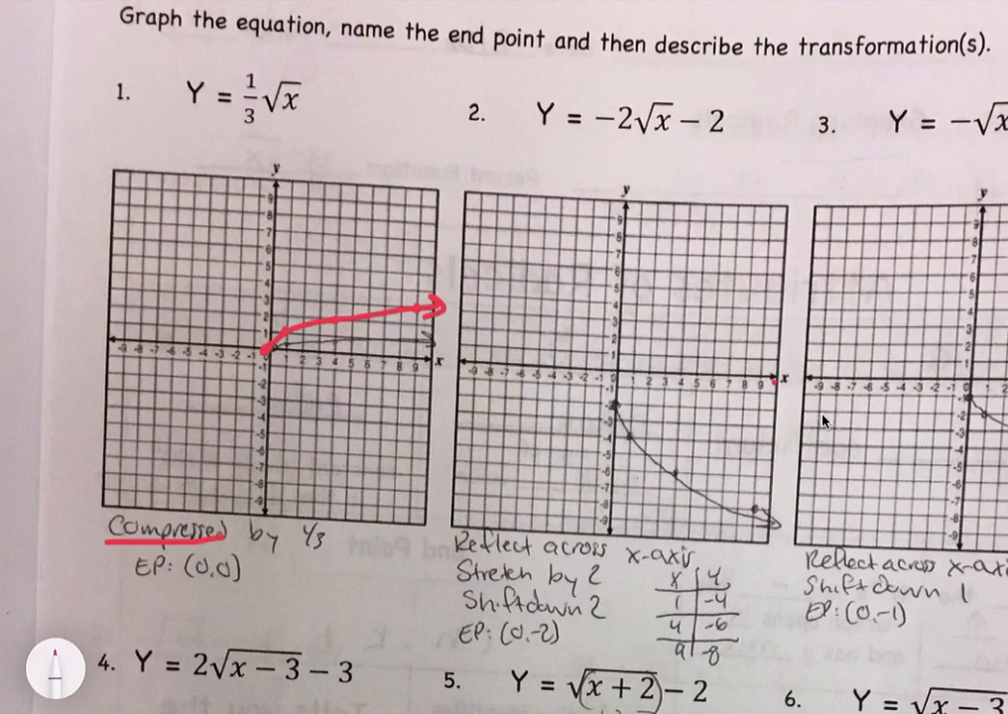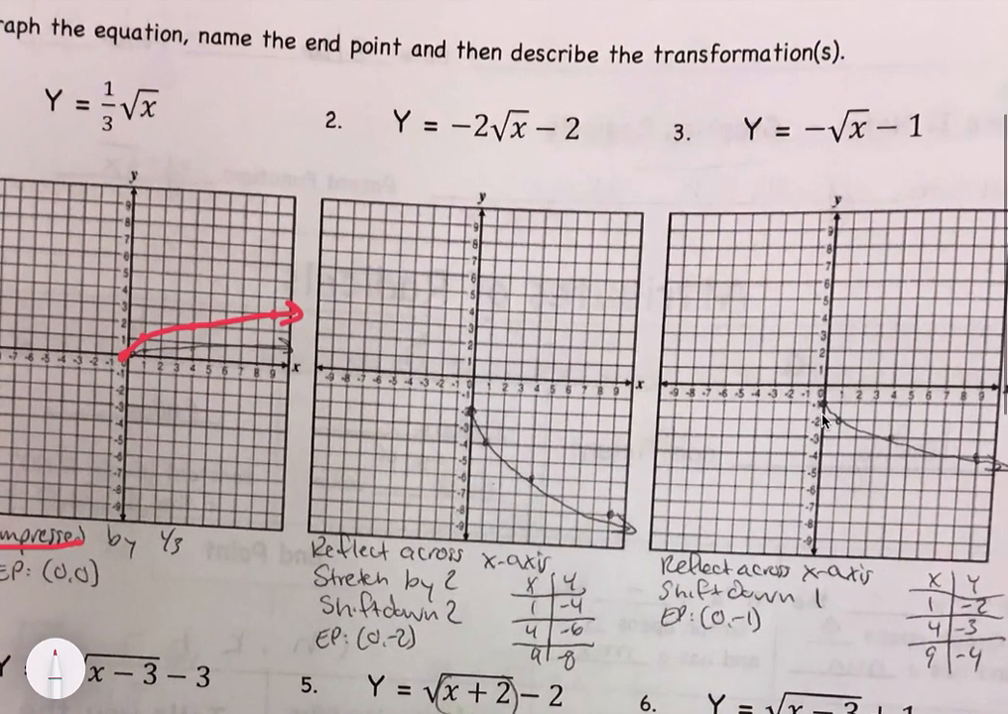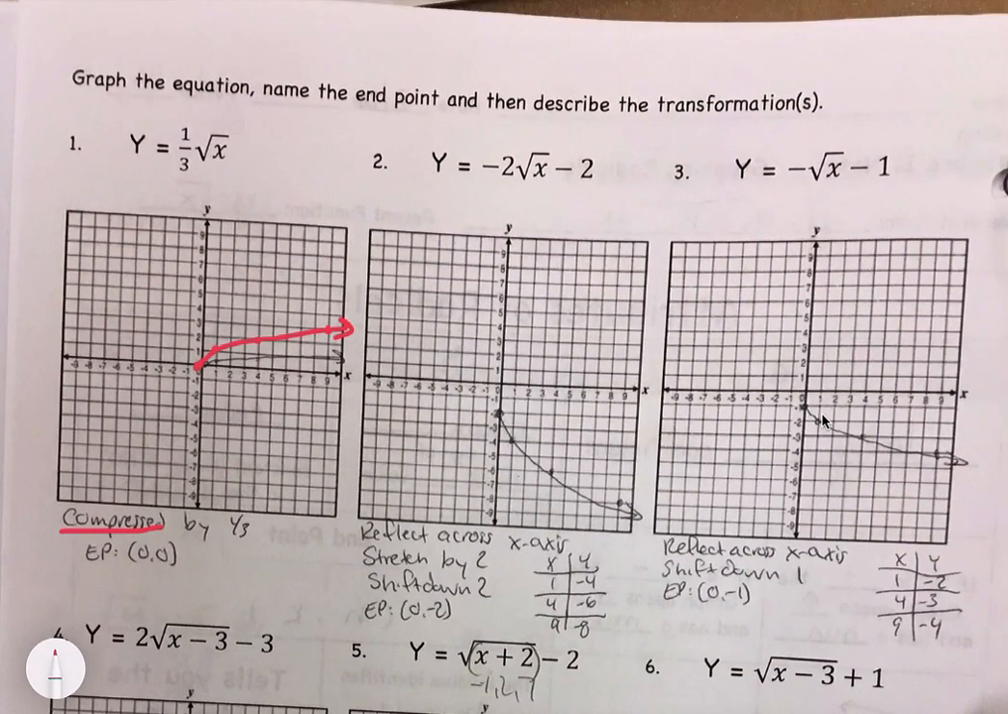If we look at number 2, y equals -2 times the square root of x minus 2. So I'm going to draw the parent function in again: (0, 0), (1, 1), (4, 2), (9, 3). I'm going to connect those points.